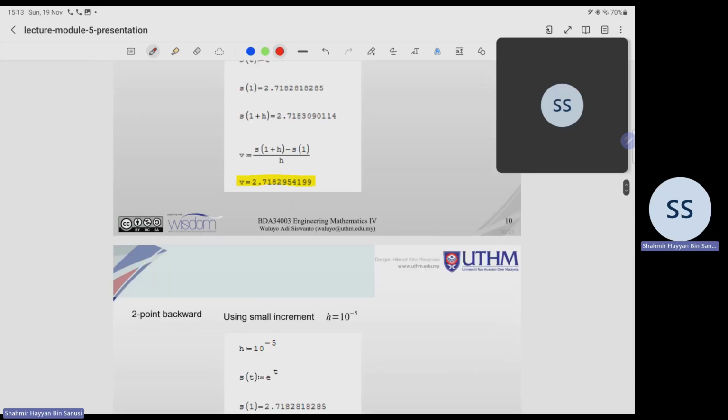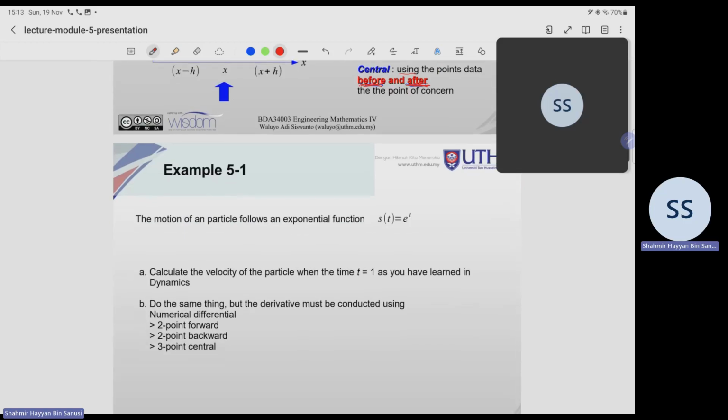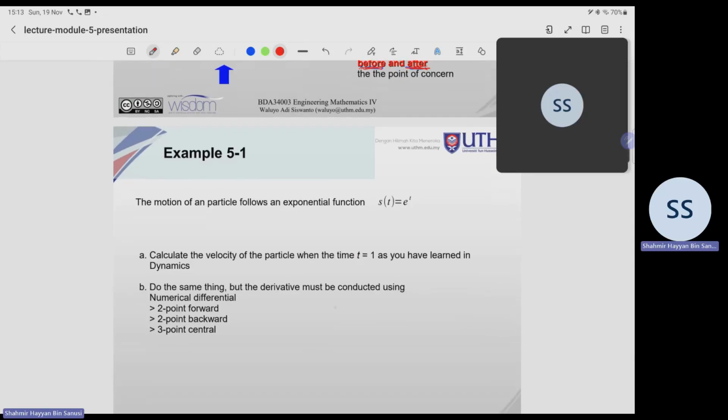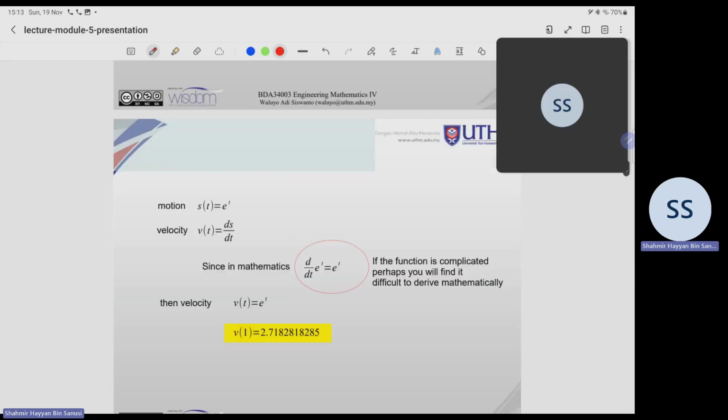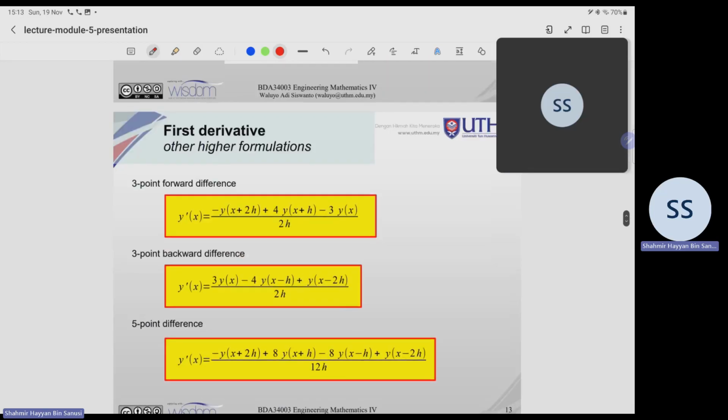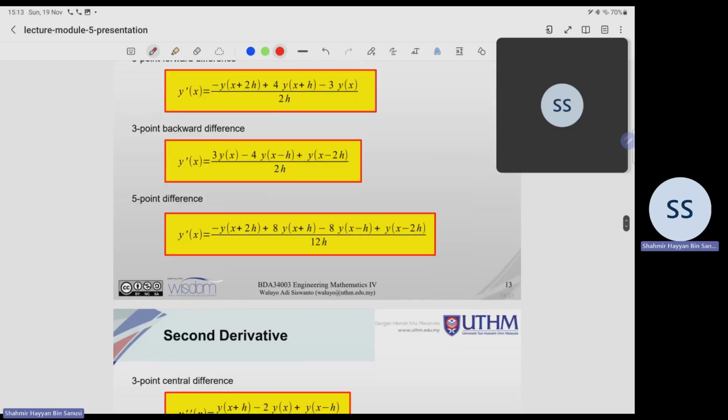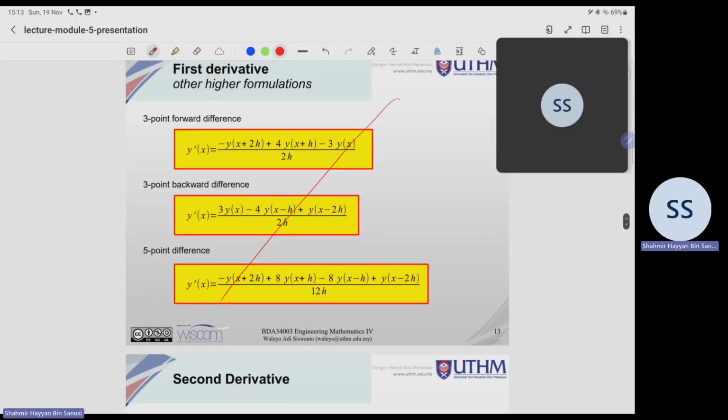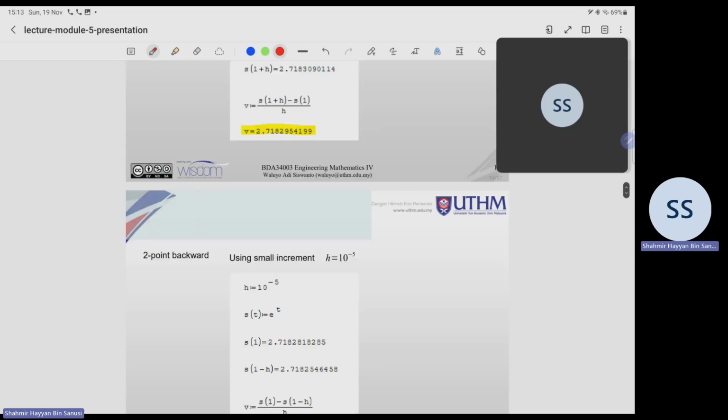So you can try to do it yourself. For example, 5-1, try to use the value of h equals 1 times 10 to the power of minus 5. Try to do it yourself. As I mentioned, this one will not be covered in our session.